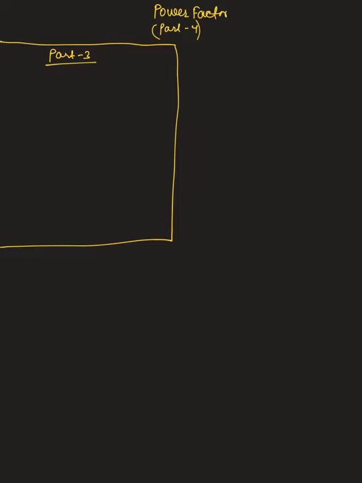Today we'll be talking about part 4 of the power factor series. In part 3 we understood the problems associated with flow of reactive power in transmission line. We basically saw three problems.